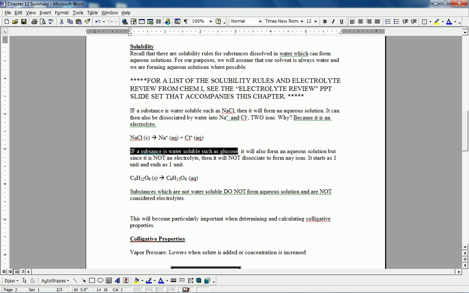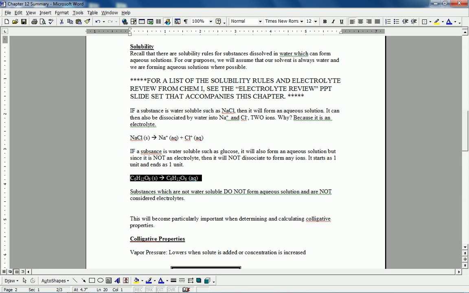So let's move on to substances that may be water soluble, such as glucose, sugars, alcohols, biological substances typically, but do not dissociate. That means they are not electrolytes. Take a look here. Glucose begins as a solid. It will dissolve in water, forming an aqueous solution, but notice that it remains in molecular form.